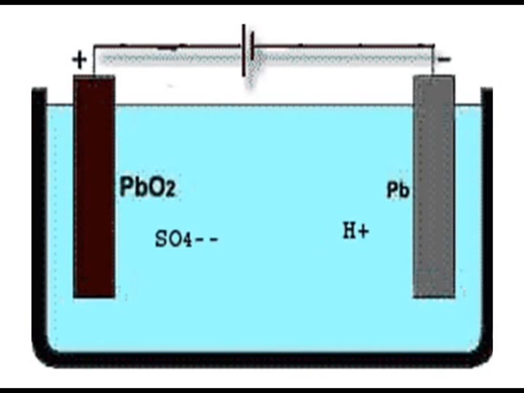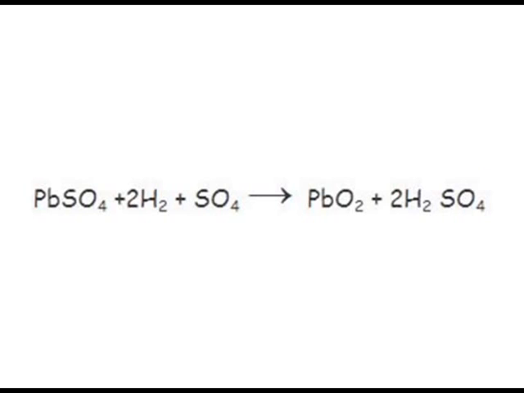Meanwhile, the negative sulfate ions move towards the electrode connected to the positive terminal of the DC source, where they give up their extra electrons and become radical sulfates. This radical sulfate reacts with the lead sulfate of the anode and forms lead peroxide and sulfuric acid. Therefore, the battery is again ready for discharging.